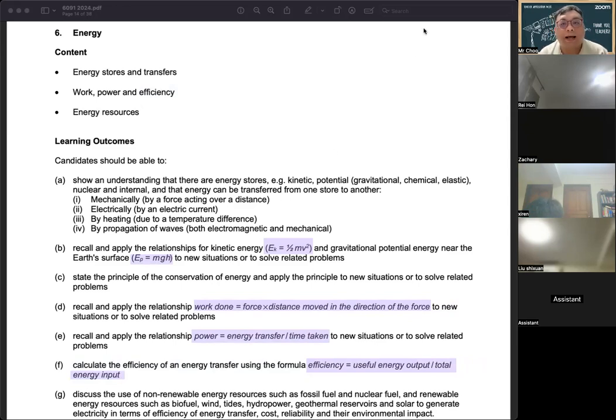Okay, so I'm going to go through the last part of this lesson. The last part will be about energy resources, where we are going to discuss the use of non-renewable energy resources such as fossil fuel and nuclear fuel, and renewable energy resources such as biofuel, wind, tides, hydropower, geothermal reservoir, and solar to generate electricity in terms of efficiency of energy transfer, cost, reliability, and their environmental impact.